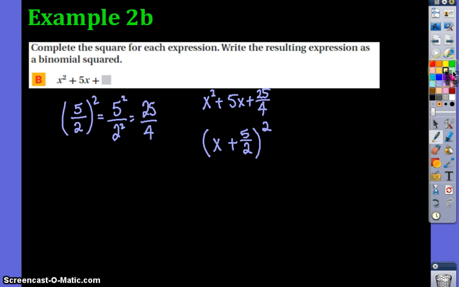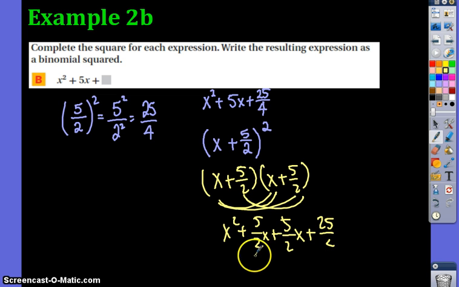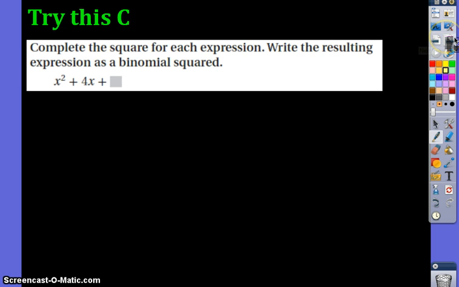Remember, it's always a good idea to check to make sure you did it right. I'll go ahead and check it here in a different color. We're going to check it by foiling it. x plus 5 over 2 times itself. This would give us our x squared. This would give us 5 halves x. This would give us 5 halves of x. And this would give us 25 fourths. Then you combine these for 5x. And then x squared plus 5x plus 25 over 4.